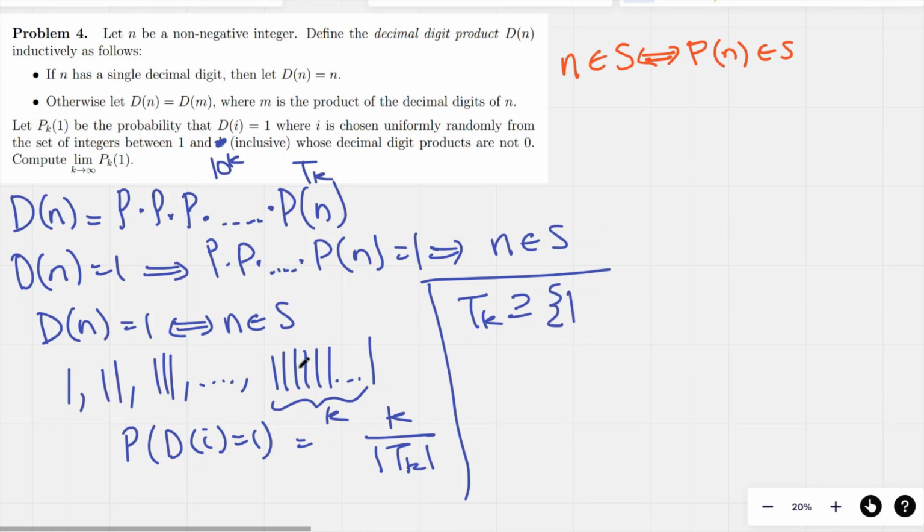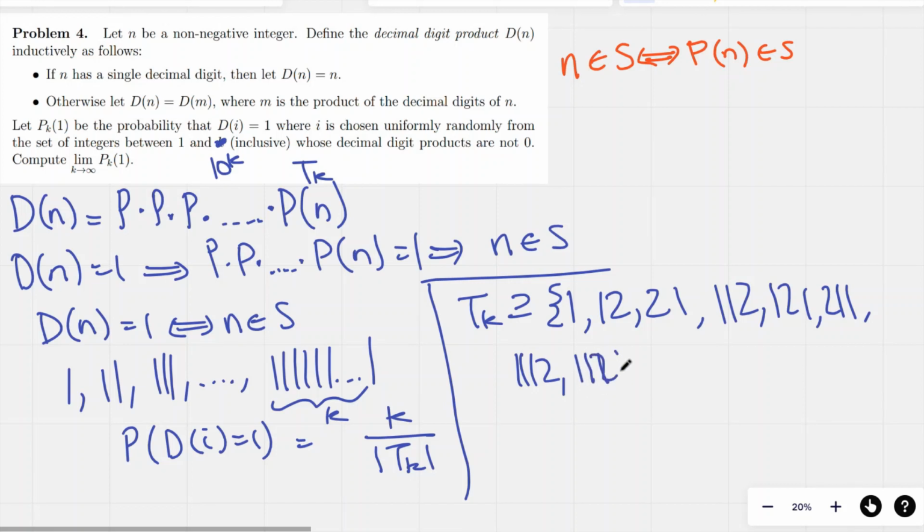T_k is going to contain a bunch of numbers, but in particular it's going to contain the number 1. It's also going to contain the numbers 12 and 21. Because if I look at 12, the decimal digit product of 12 is 1 times 2, which is 2. Same holds for 21, and 2 is definitely not 0. I can also include the numbers 112, 121, and 211, because again, the decimal digit product of each of these three numbers is 2, and 2 is not 0. I can do this for 4-digit numbers as well, so 1112, 1121, 1211, and 2111. Again, their decimal digit product is not 0.